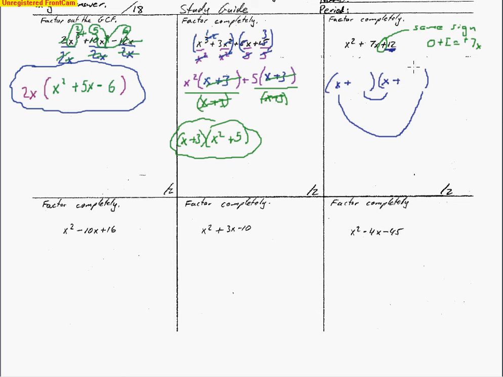These two numbers here will multiply to make 12, but when we check the outside terms and the inside terms, they will add to make 7x. Well, 4 and 3 multiply to make 12, and if you look at the inside terms here, I get 4x, outside I get 3x, and those numbers do add to make 7x. So you can always check your answer.